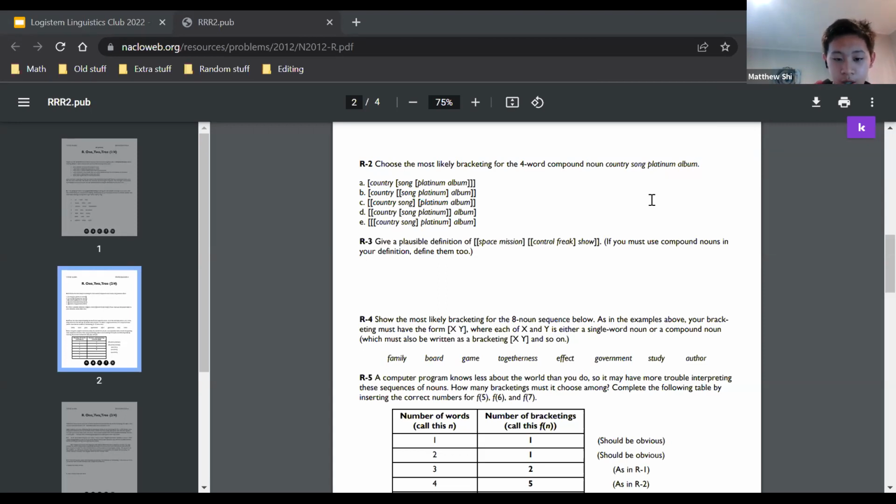R3: give a plausible definition of space mission control freak show. And if you have to use compound nouns in your definition, define them as well. I'll give about 10, probably maybe even 15 minutes for this one since it's a bit longer and harder. But if anyone happens to come across a solution before then, we can discuss it.